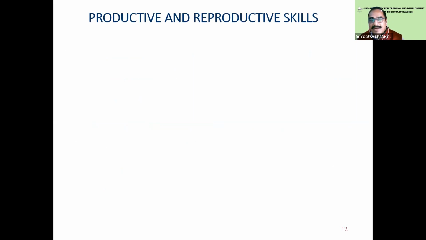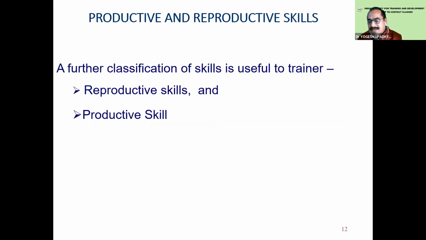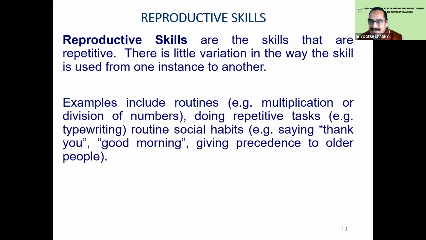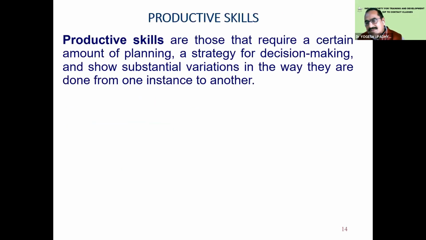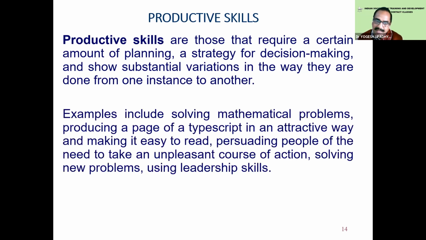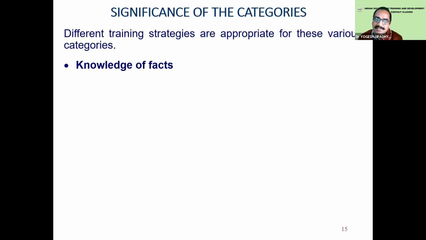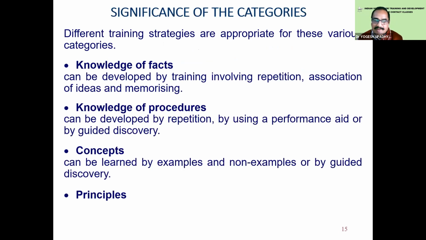Then productive and reproductive, I told you last time also, but I have given the definition here, you can read. Reproductive skills are the repetitive, repeatable tasks, routine tasks, like saying good morning and everything. Productive skills you can do in a different way, you can use your creativity. And I have given certain examples. What is the significance?